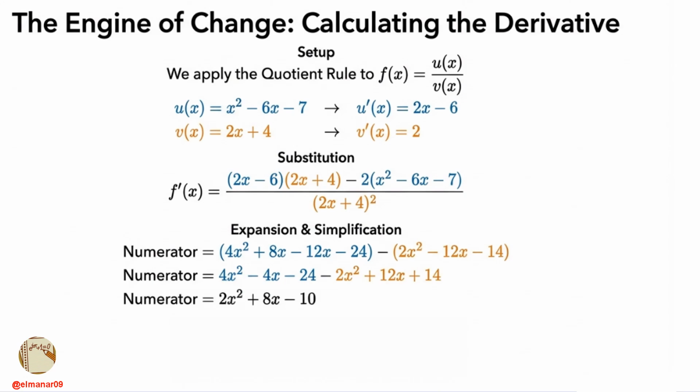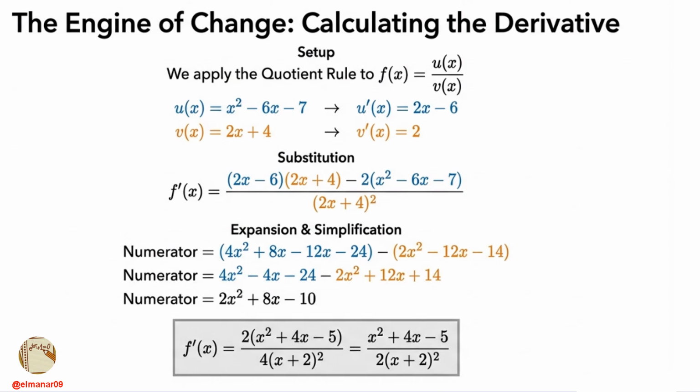We're almost there. Step 4, the final result. Look at that beautiful box at the bottom. We factor out a 2 from the top to make it look sharp. We simplify the denominator by factoring out the 2 from inside the square, which becomes a 4 outside. We cancel out what we can, and boom! F prime of x equals x squared plus 4x minus 5 over 2 times x plus 2 squared.